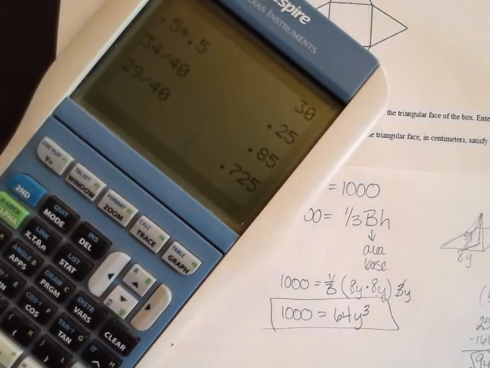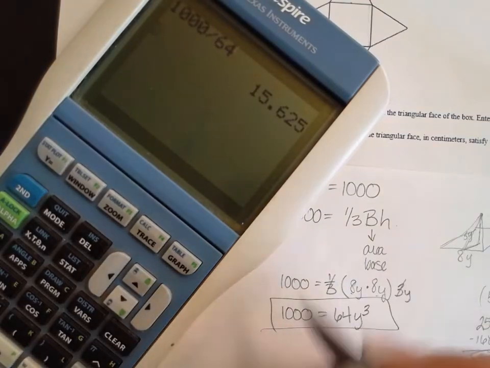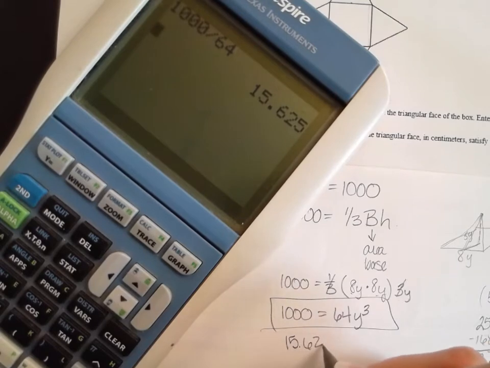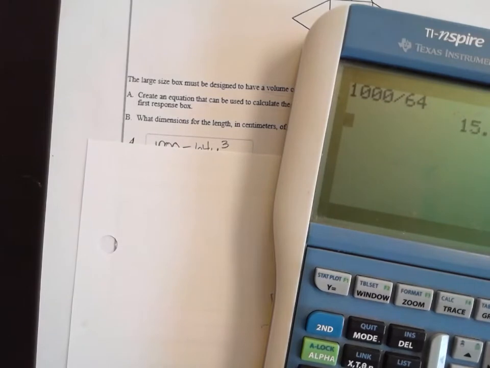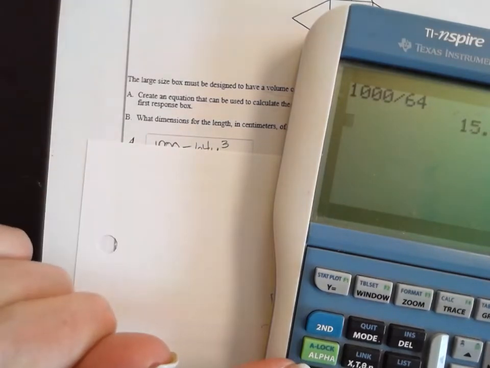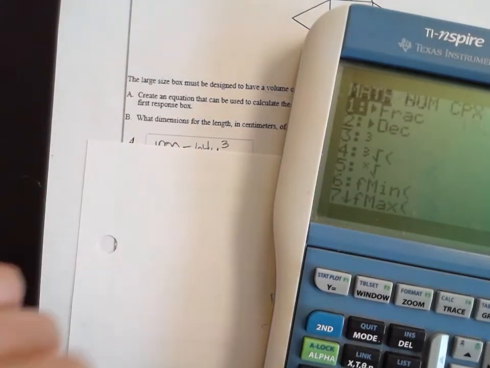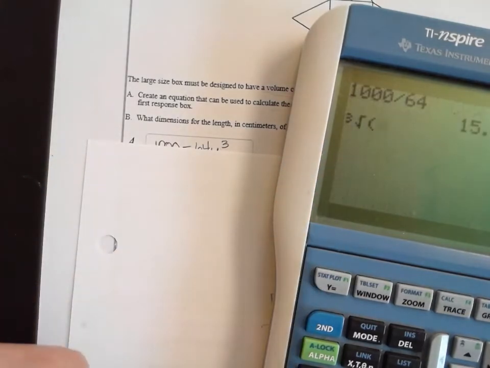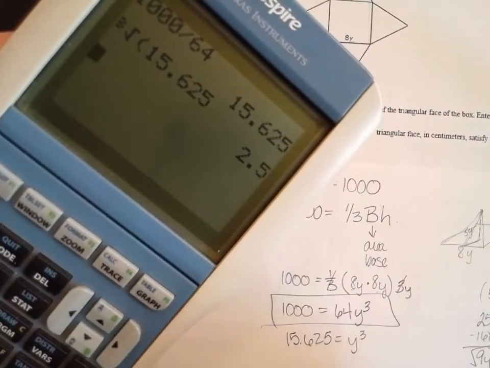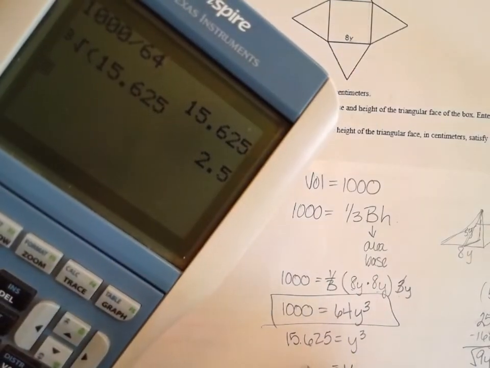Let's start with 1,000 divided by 64. So 15.625 equals y cubed. How do you find the cube root on the calculator? You remember this one? Didn't we talk about this yesterday? Yep, there you go. Hit your math button. So I have the math, and I'm going to go down to, hey, I want the cube root of 15.625. And so y is going to be 2.5.